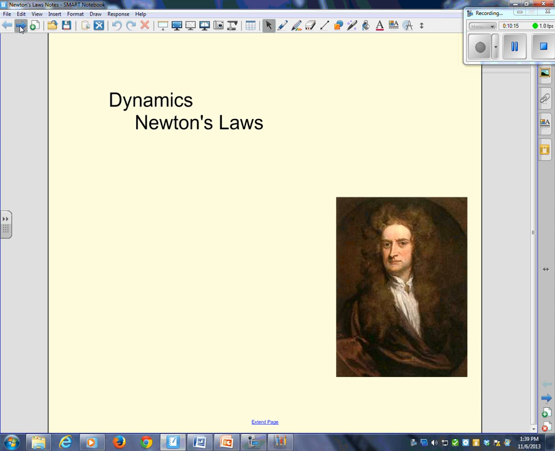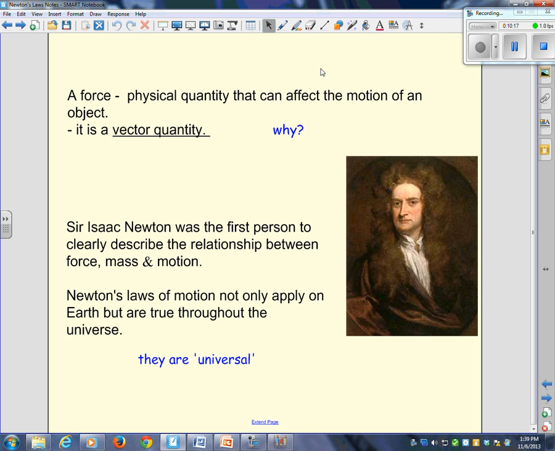Okay, so what is a force? A force is a physical quantity that can affect the motion of an object. It's a vector quantity. Why is it a vector quantity? It has magnitude and has direction. Okay, so yes, unfortunately, you have not left the grasps of vectors. You're going to have to deal with them for another unit.